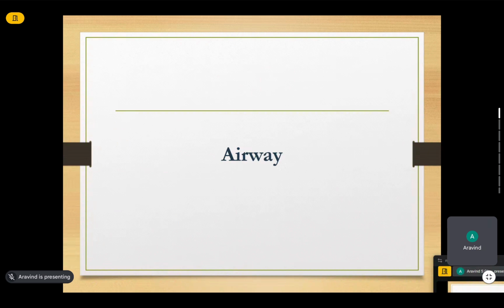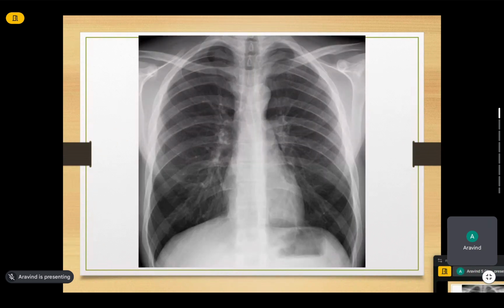First, airway. So in this image, you can see, as I said before, air will be black in color because of its low density. So this blackish tubular thing is the trachea. I think you'll be able to appreciate it in the illustration. Beneath the spinous process, you can see a black tubular-like thing. This is the trachea.